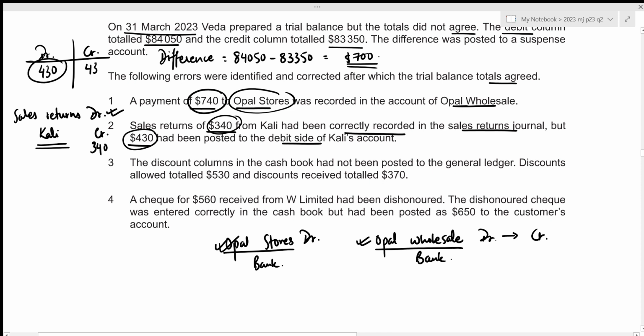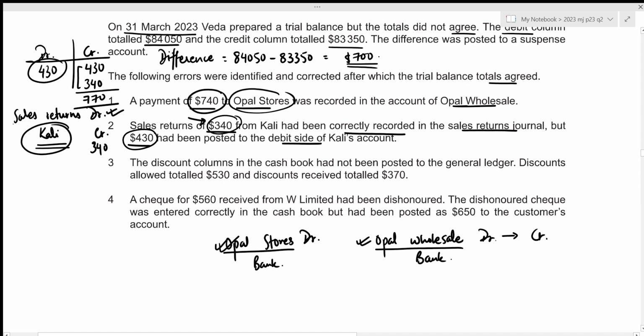So we just need to enter the same amount on the credit side so that it cancels with the one in the debit side. Then we need to enter the correct amount of the sales returns because it was 340. Which means that in total, we need to record 430 plus 340, which gives 770 on the credit side under the heading of Kali, right? Because he's the giver in this case.